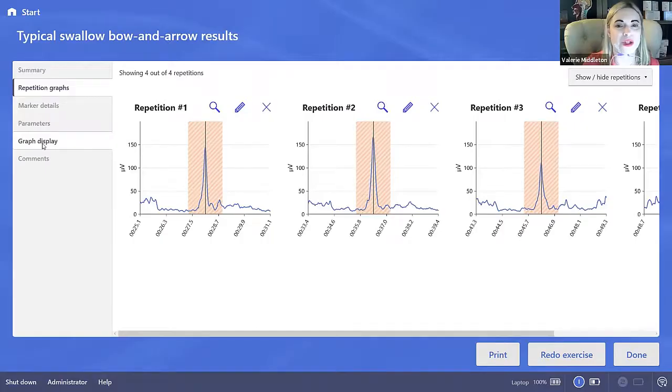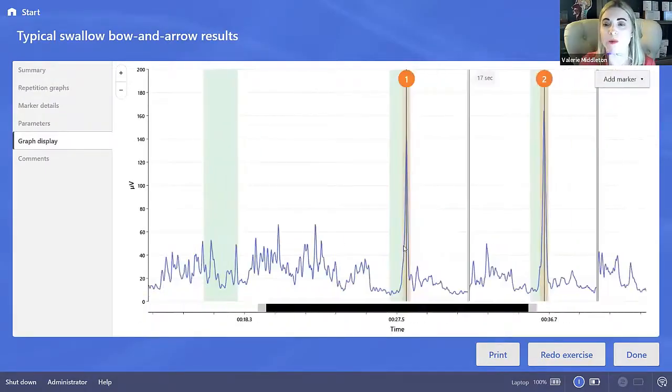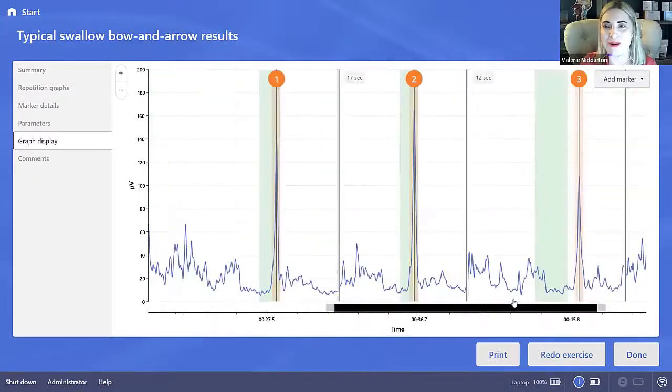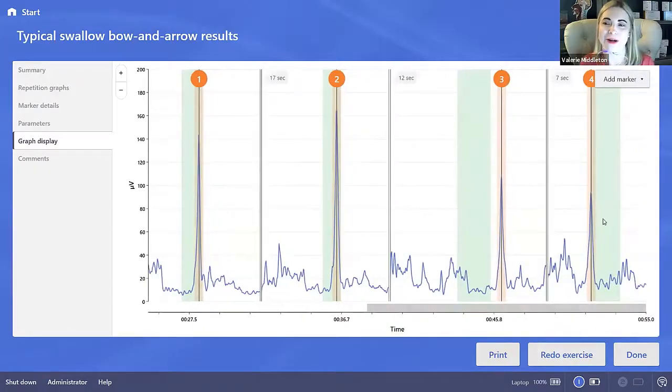We could also come in here to the graph and see, was that patient swallowing timely? So we would want them to be swallowing inside of the screen. We can see for the first 2 repetitions, we did that. For the third one, it was a little bit delayed. And for the 4th, it was just a little bit early.